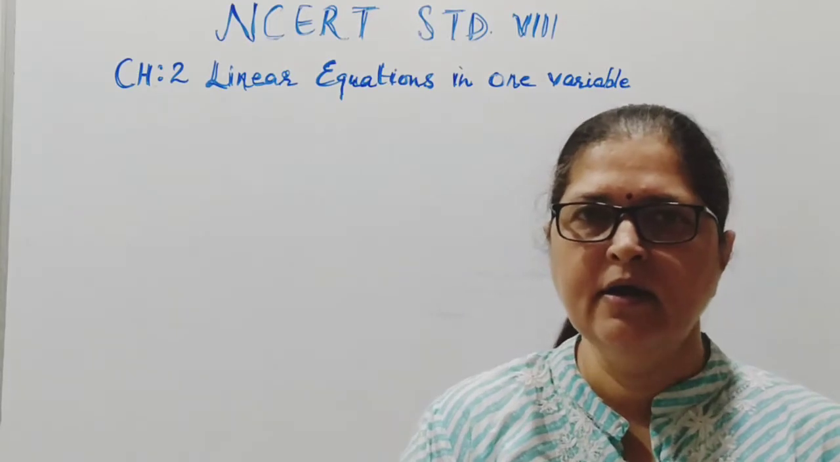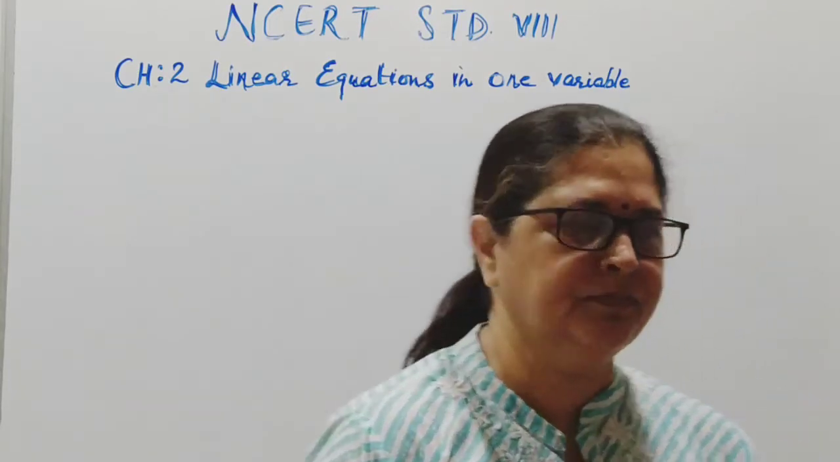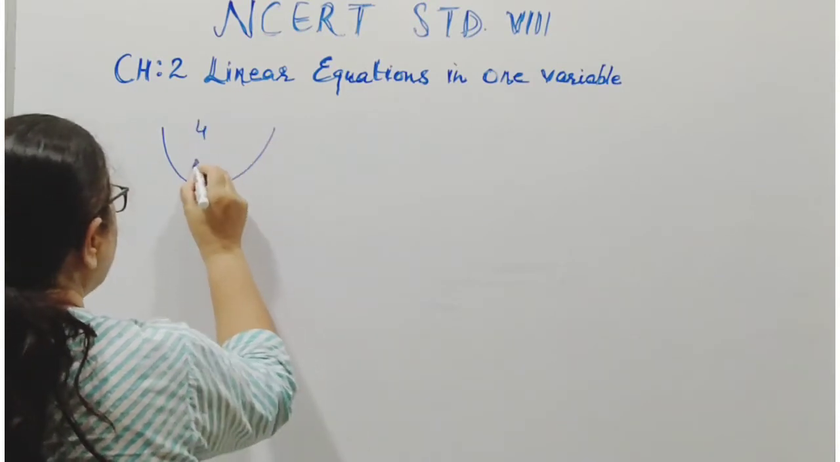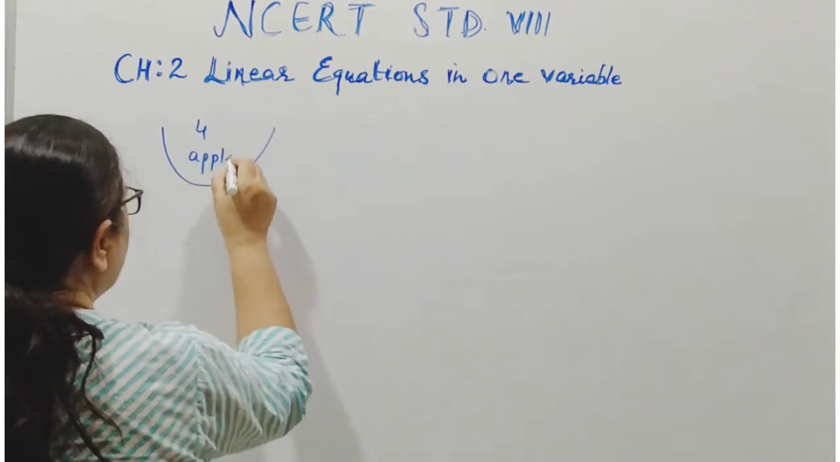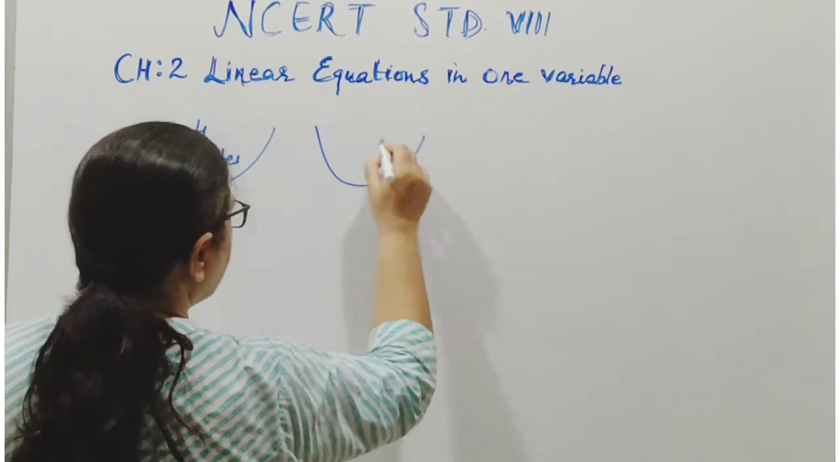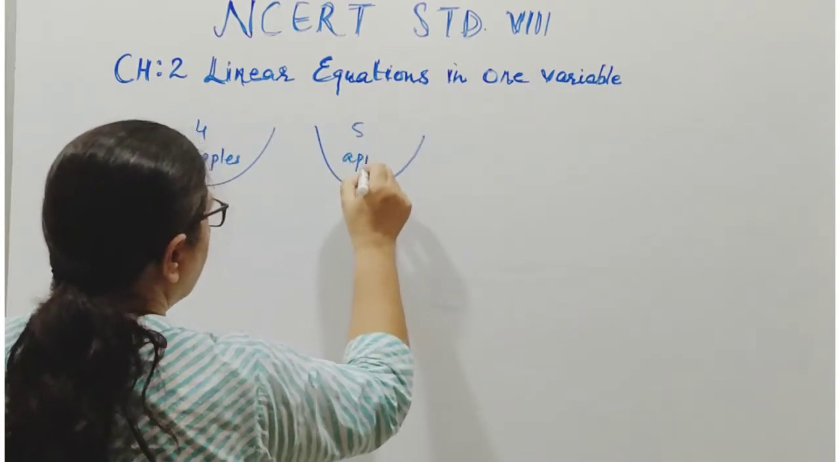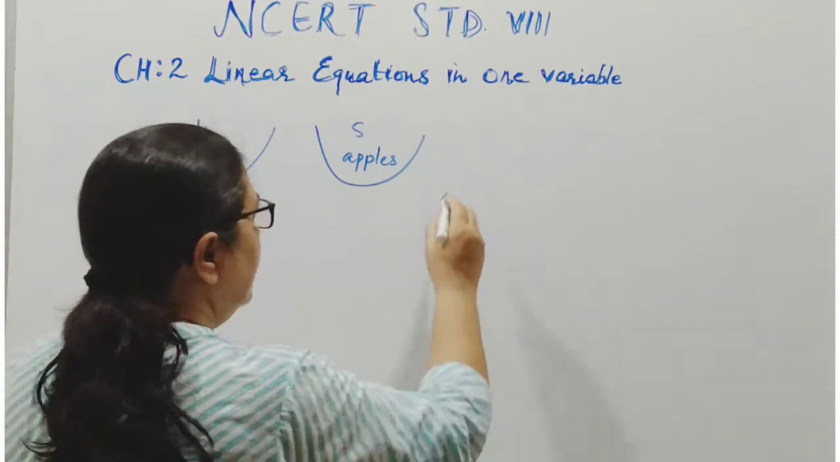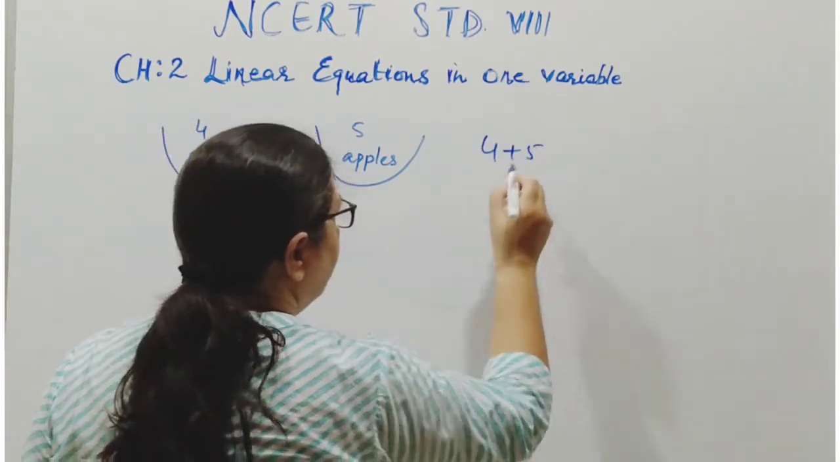So let us start with an example. Suppose we have two baskets. In the first basket we have 4 apples and in the second basket we have 5 apples. So the total number of apples in both the baskets is given by 4 plus 5.